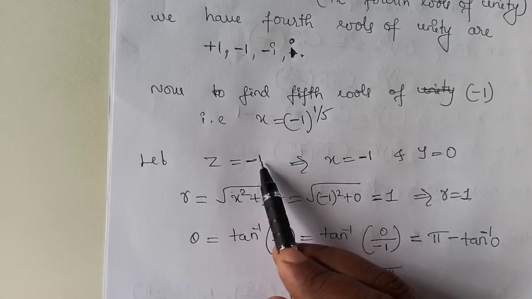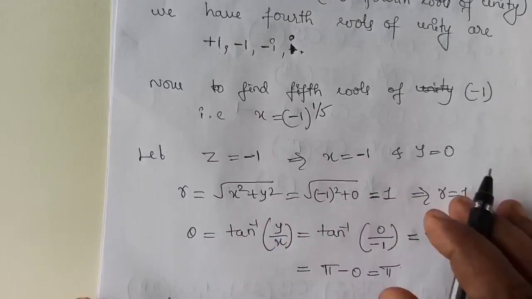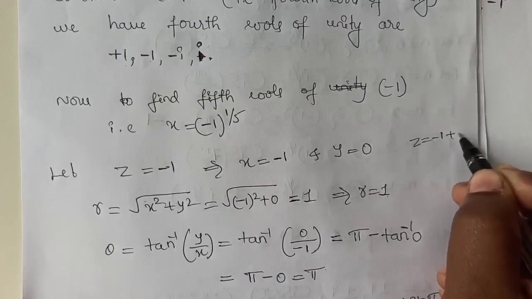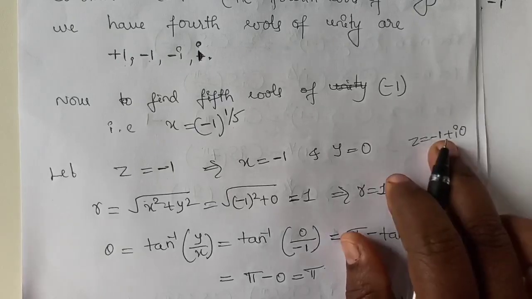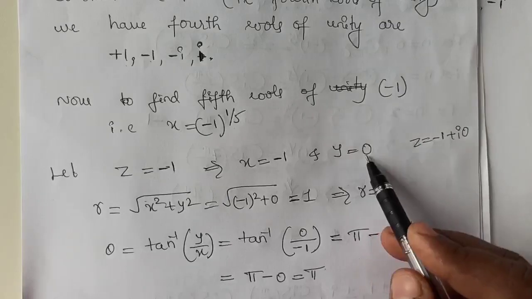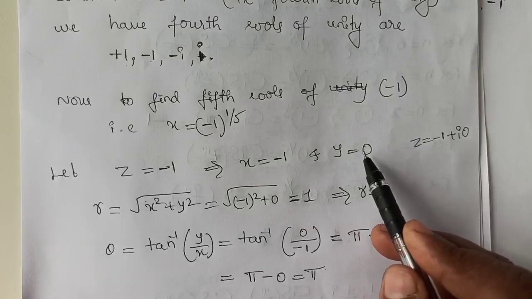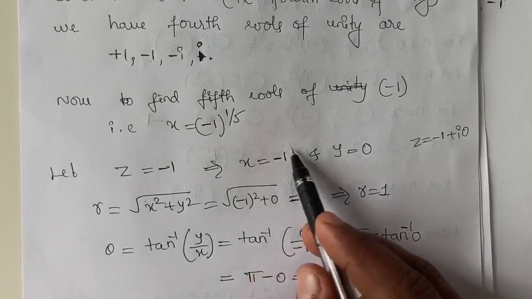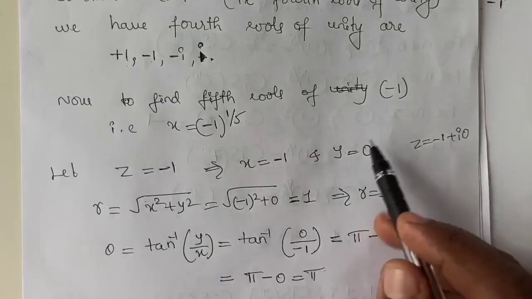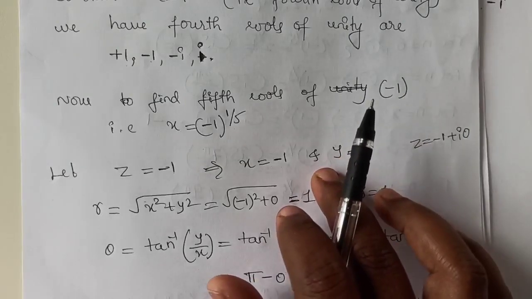On transforming into complex form, z can be written as z = -1 + i·0. That means the x value is -1 and the y value is 0. The real part is -1 and the imaginary part is 0. You can observe that x is negative, so it lies on the negative axis, and y is 0, so that means this lies in the third quadrant.